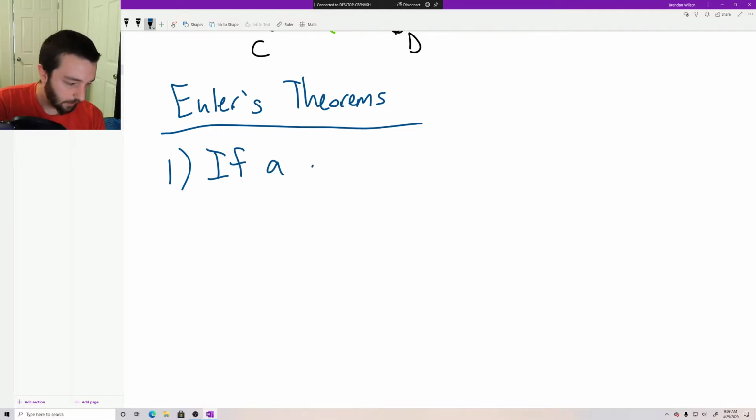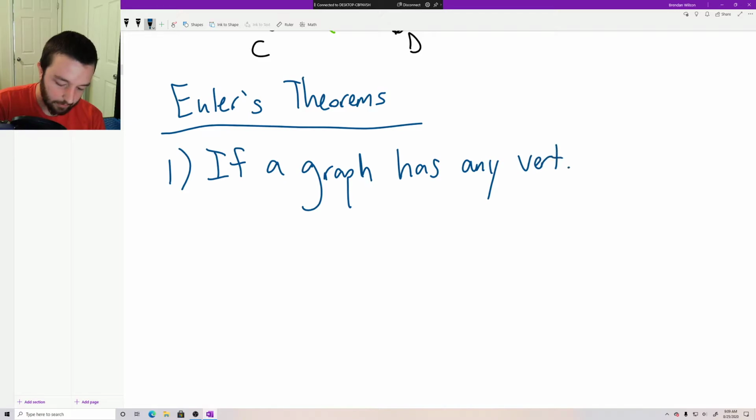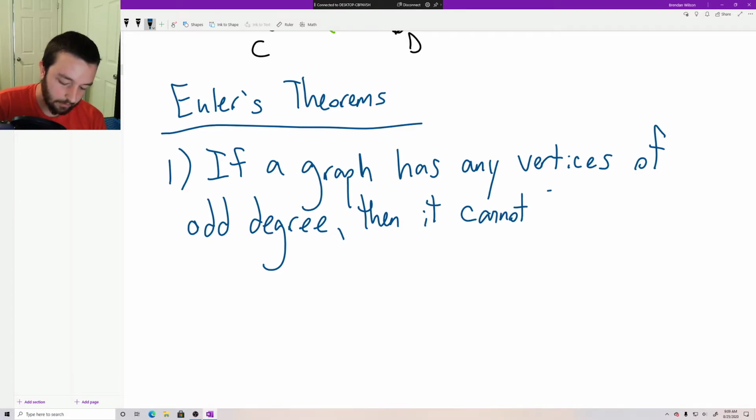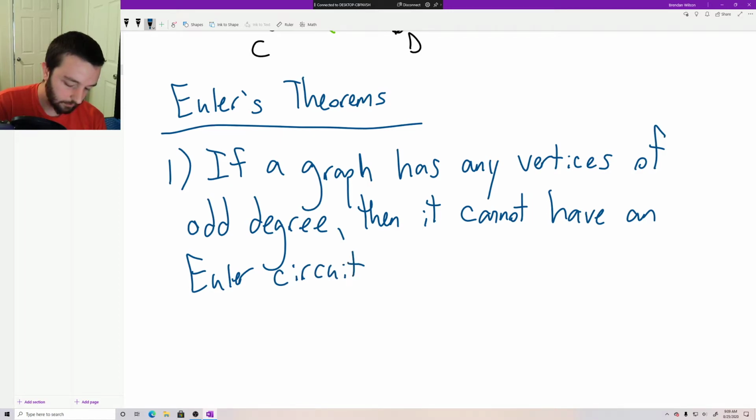If a graph has any vertices of odd degree, okay, remember, the degree of a vertex is how many edges it has connected to it. Then it cannot have an Euler circuit. Okay.